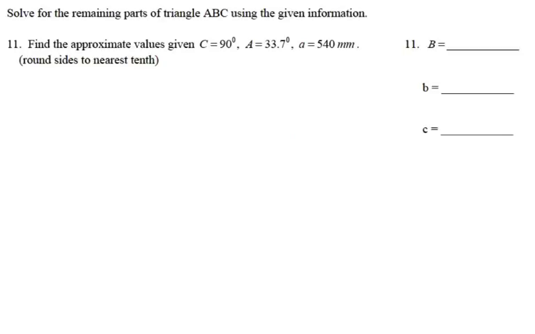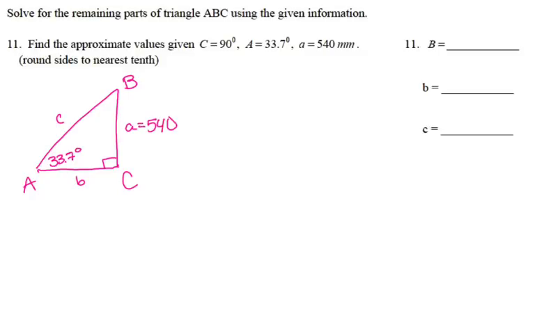All right, moving on. Solving a right triangle. So approximate the values given that C is 90 degrees, A is 33.7 degrees, and little a is 540. So again, I'm going to draw my triangle. Always helps to have a picture. C is your right angle. Doesn't matter where you put A and B. But little a is across from big A, little b across from big B, and little c across from big C. So I know A is 33.7 degrees, and side A is 540.